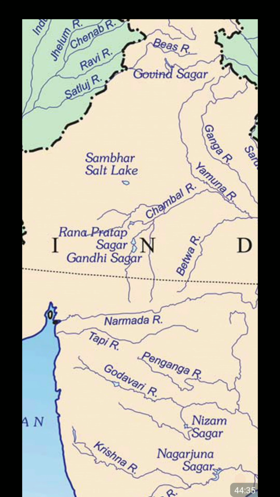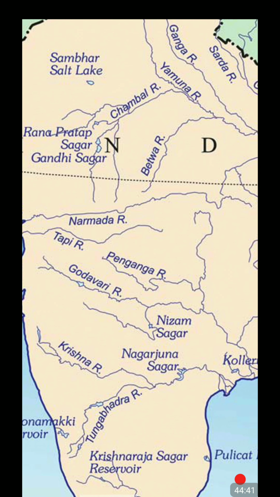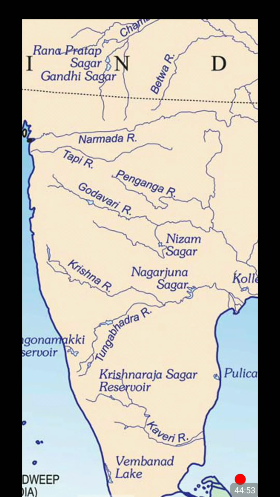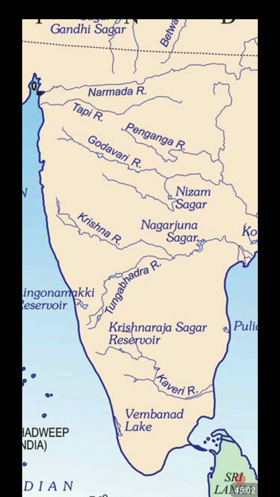Next, the Godavari River has its tributary Manjra. It supports a lake known as Nizam Sagar, very near to Medak in Telangana. Krishna's tributary has one lake known as Nagarjun Sagar in Telangana. So Krishna forms Nagarjun Sagar, Telangana.